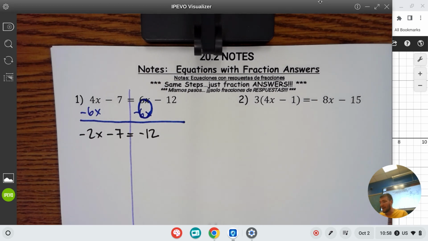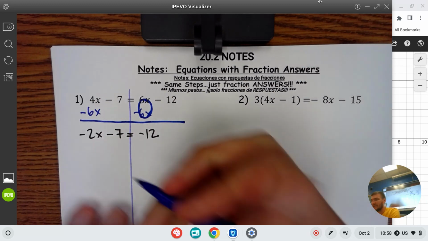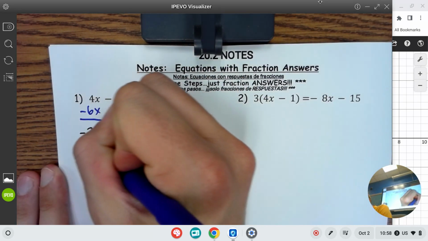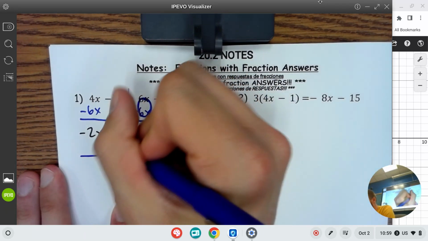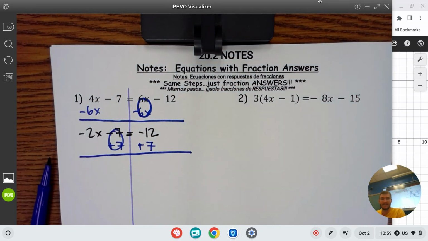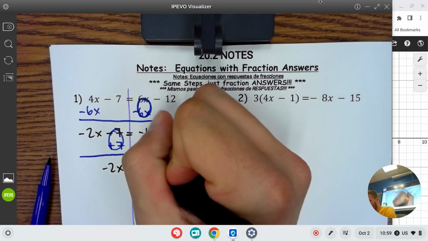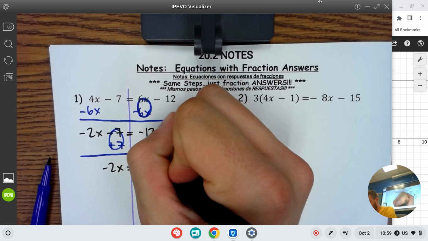Again, nothing weird here. We've seen this before, so let's just add 7 to both sides. Make sure you're using opposites. Make sure you're putting things right out, stacked up nicely. Negative 2x equals negative 5.